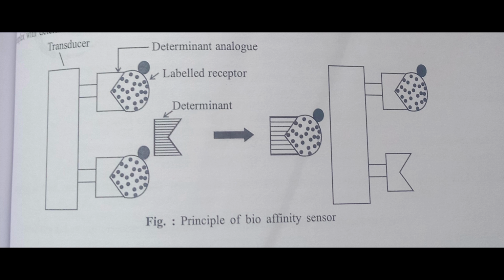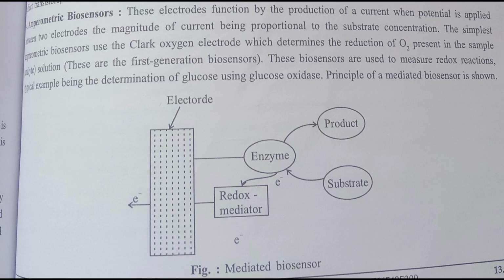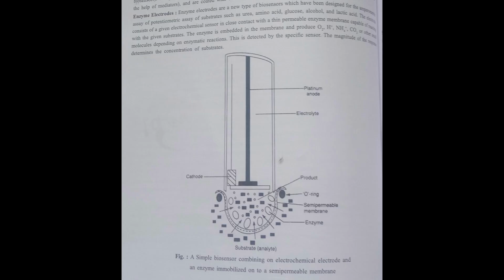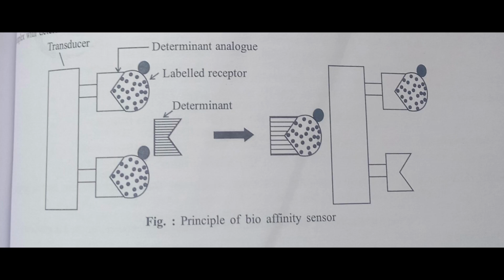Glucose oxidase, response time 20 seconds, range 2 into 10 to the power 3 to 3 into 10 to the power 6 mole dm-3. Penicillin, enzyme penicillinase, response time 25 seconds and range 1 to 10 micromole dm-3. Sucrose, enzyme invertase, response time 6 minutes, range 10 to the power 2 to 2 into 10 to the power 3 mole dm-3.